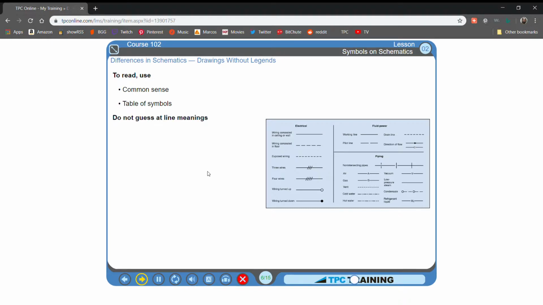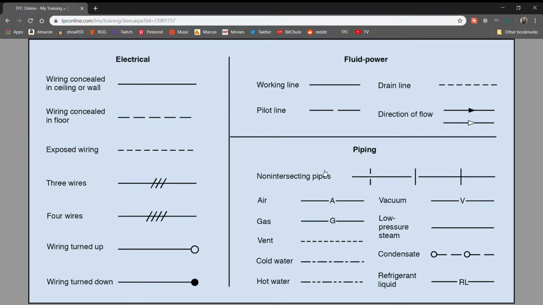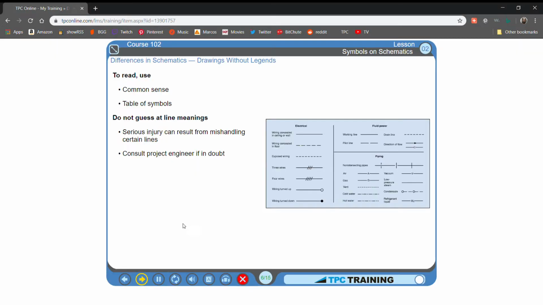Do not guess at line meanings. Serious bodily injury or even fatal injury can result from mishandling high-pressure lines, electrical lines, caustic fluid lines, etc. Consult the project engineer if in doubt. However, there are other clues, as you will read in this lesson.